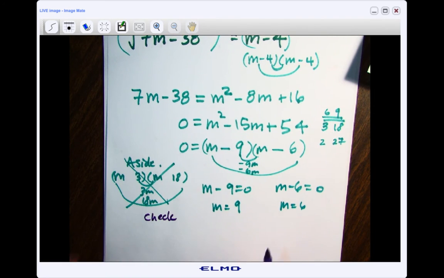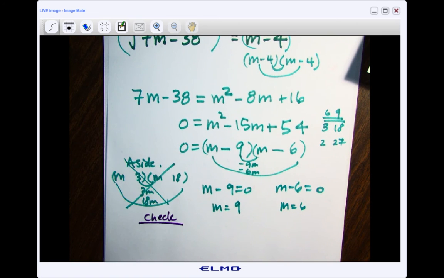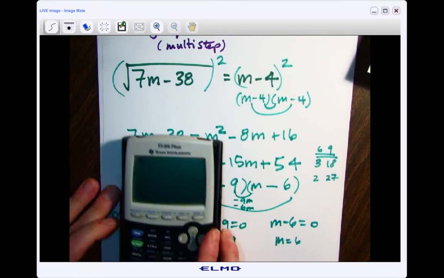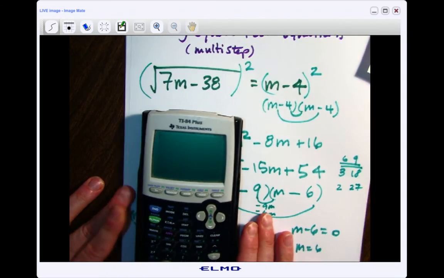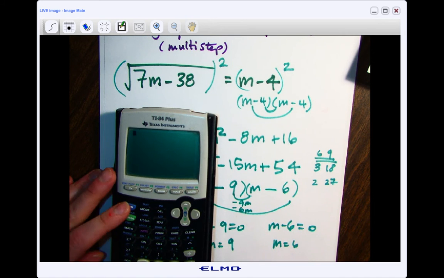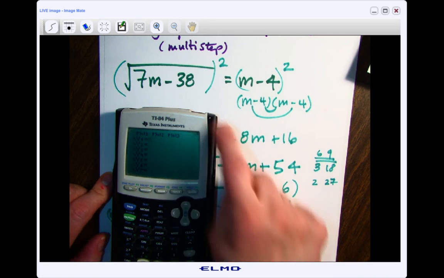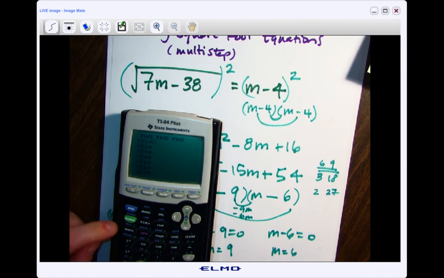Now from here, I'm going to show you a little trick. If you want to actually check it on your calculator, you can. I only have 2 to check, but if you had a whole bunch, or if you're just trying to save time, maybe you're not quick with the multiplying and the algebra, which some of us are not, what you can do is go to y equals and clear out whatever's in there. I'm going to put this in one side. So I'm going to do square root of 7x minus 38.